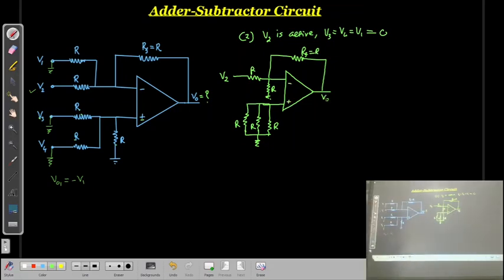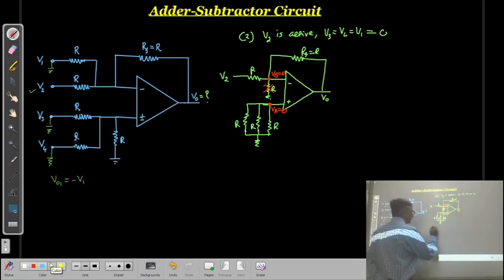Now, if you look at this, again the same logic applies: the potential at this point VA is equal to 0, which means the potential at this point VB will also be equal to 0 according to the concept of a virtual ground. Correct? So here you can cancel out the resistance, then the circuit is again a kind of inverting amplifier.